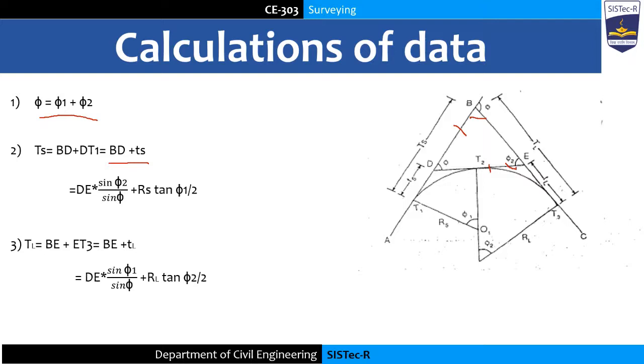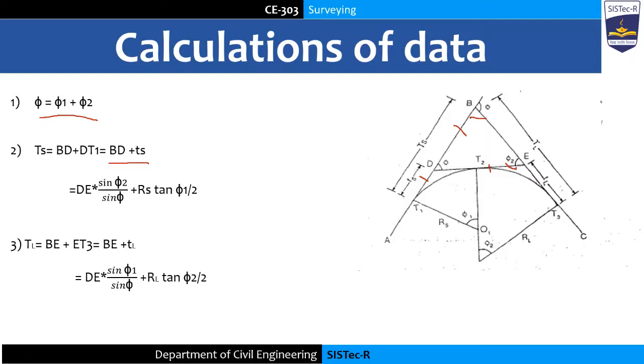So I can write BD as DE into sine phi 2 upon sine phi, plus as this is a tangent length for this curve, that will be equal to rs tan phi 1 by 2. So this will be equal to DE into sine phi 2 by sine phi plus rs tan phi 1 by 2.